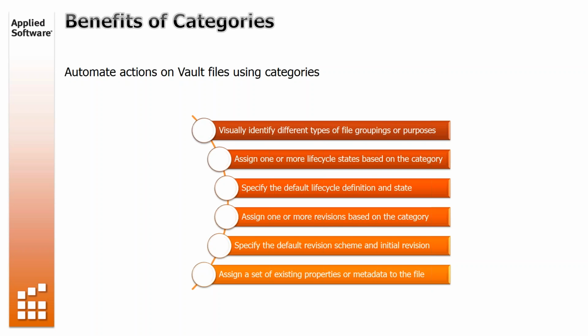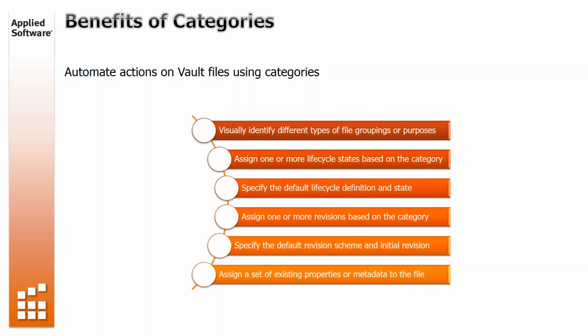The CAD-generated files often go through a more formal, multi-step review and change process, whereas the supporting documentation can be managed in a simpler work-in-progress or released fashion. Categories give you the flexibility to categorize the files or folders in a way that best suits your organization.